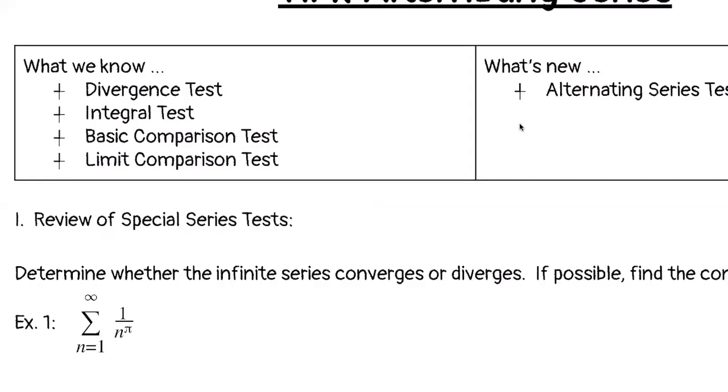So of these four, which one do we think gives us the least amount of information? The divergence test? Yeah, the divergence one, right? Because it only tells you if it diverges, but it doesn't tell you for sure if it converges or not. And so in that sense, it's one of the easier tests to do, but it doesn't always give you a lot of information.